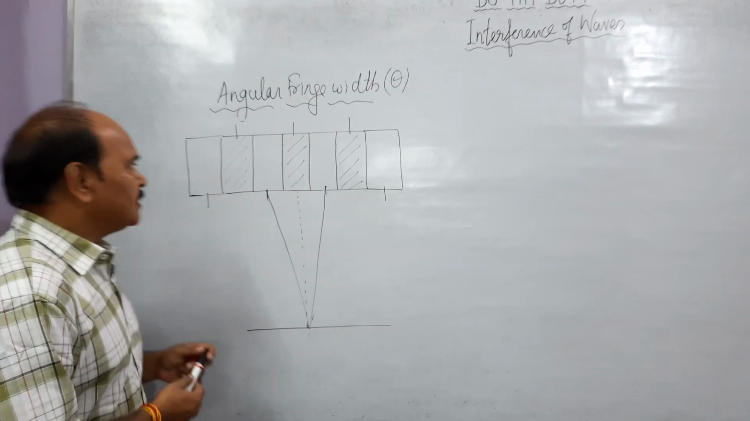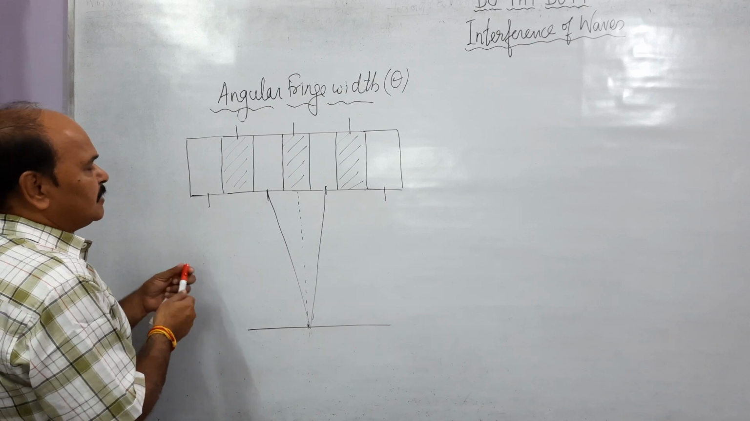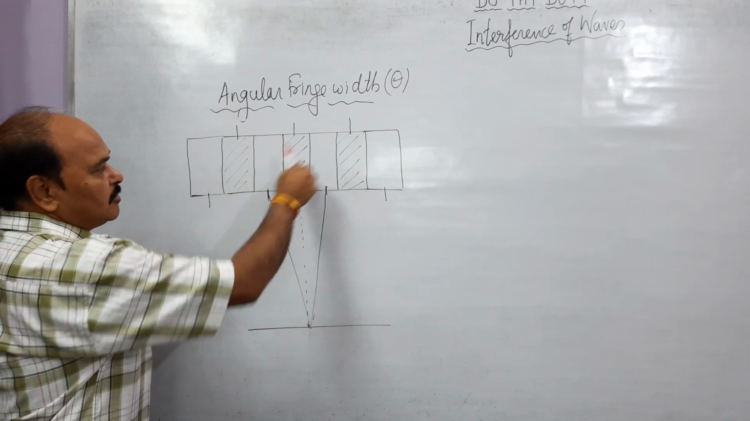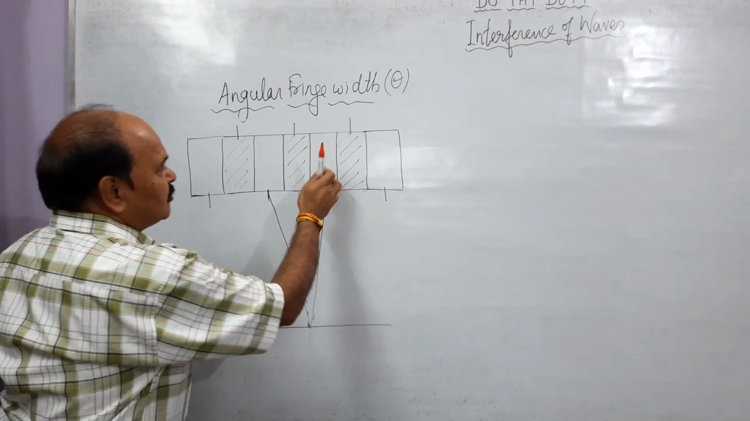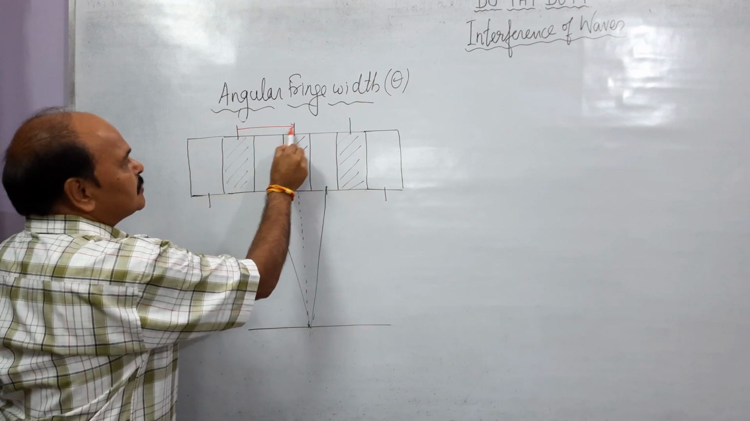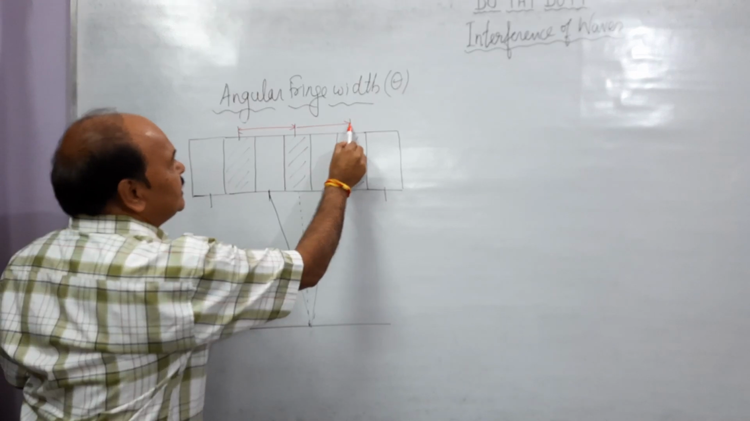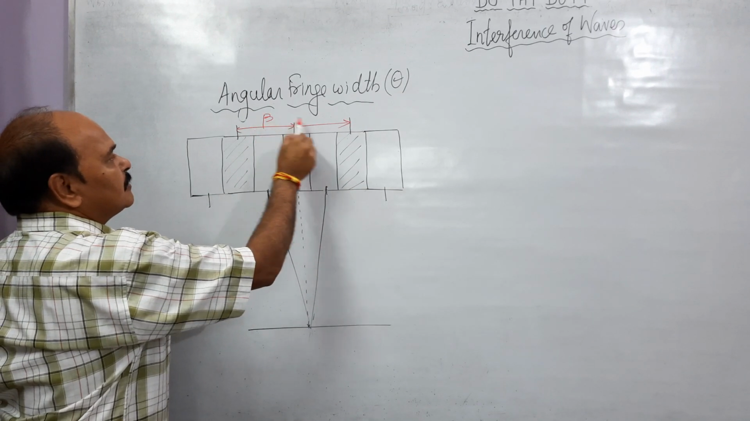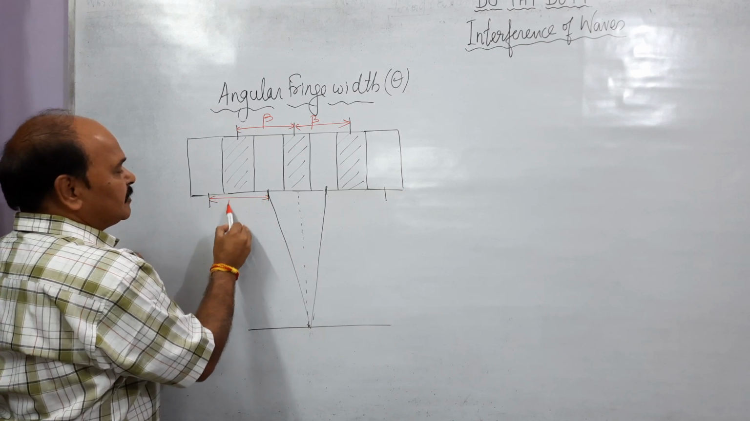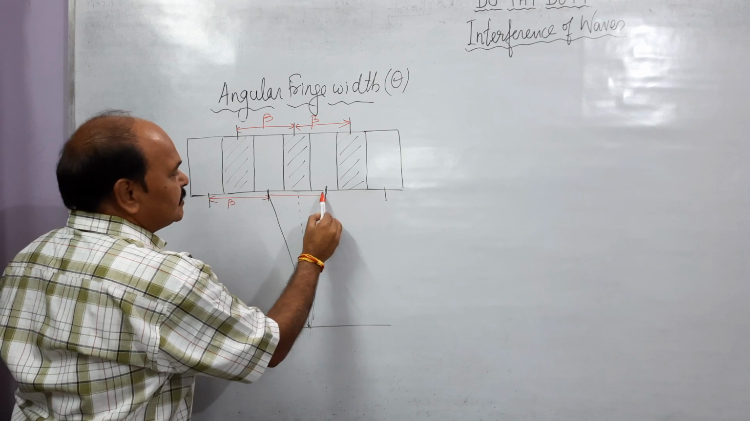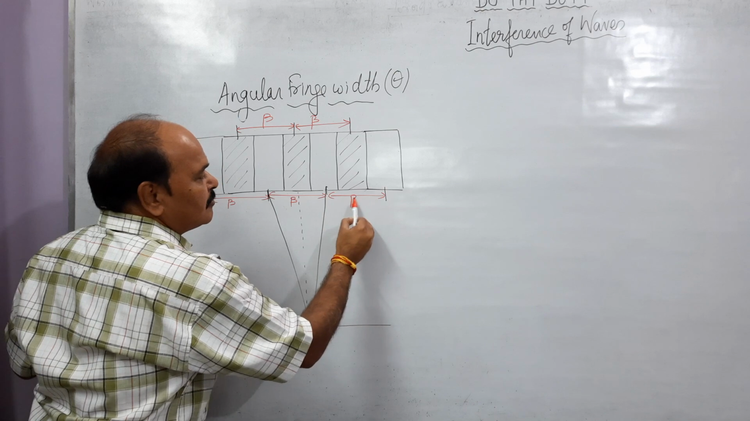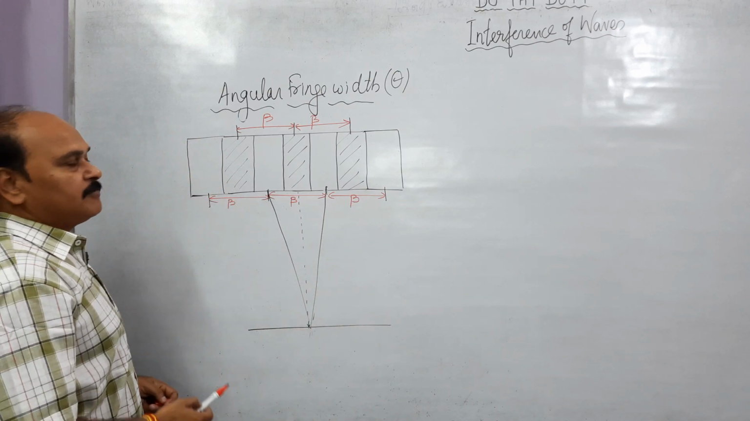What is linear fringe width? Linear fringe width we have already studied. This is a fringe pattern found over the screen. The shaded ones are what? The minima, and these are what? Maximas. The distance between two consecutive minimas is linear fringe width. The distance between two consecutive maximas is also called linear fringe width. The linear fringe width is defined as the distance between two consecutive minimas or two consecutive maximas.